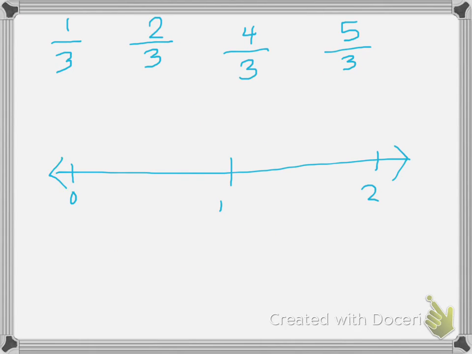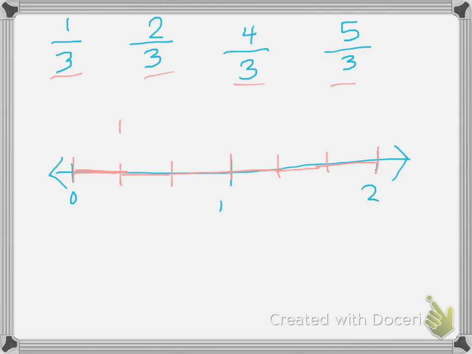Number 6 says place the fractions on the number line. So you have 0, you have 1, and you have 2. All of these are thirds, which means we need to break our number line into thirds. So between 0 and 1, there are thirds. 1, 2, 3 parts. Between 1 and 2, again, we need to break it into thirds. 1, 2, 3 parts.